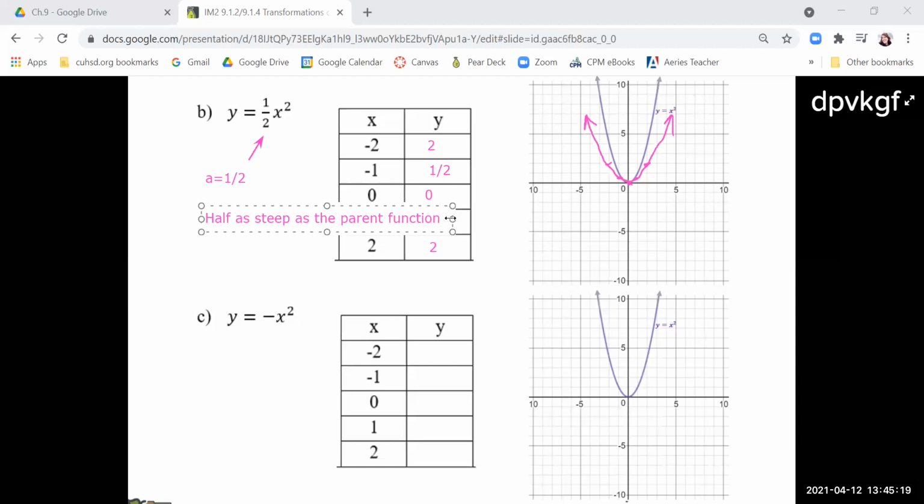And if you think about the outputs in the table, these numbers are half of the numbers from the parent function's outputs. So instead of 4, 1, 0, 1, 4, it's 2, 1/2, 0, 1/2, 2. They're halved.